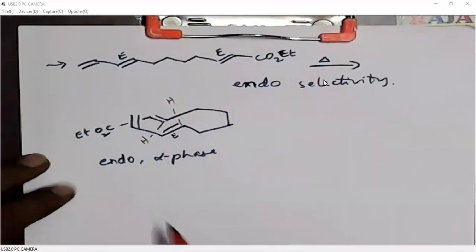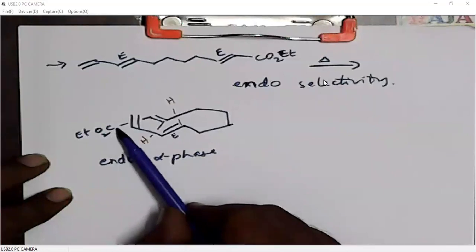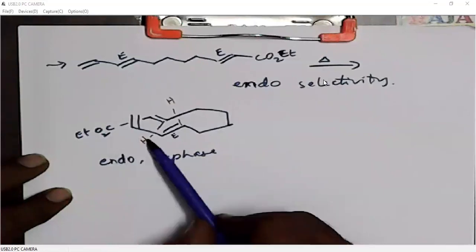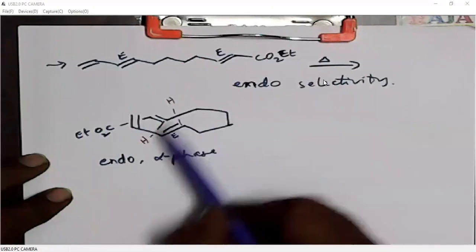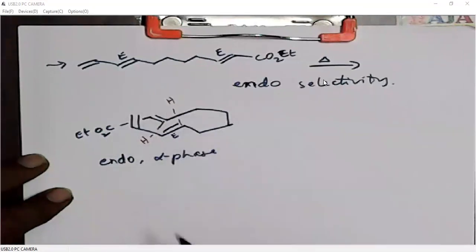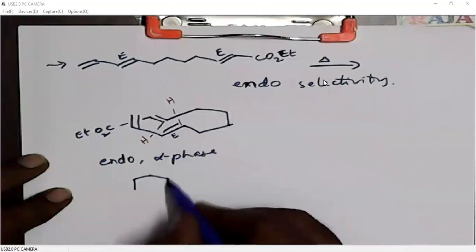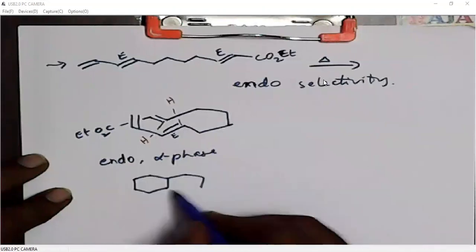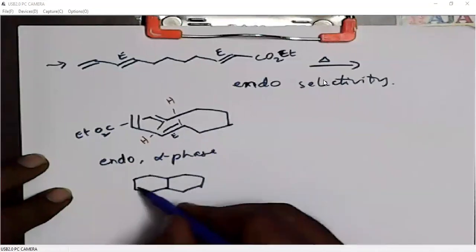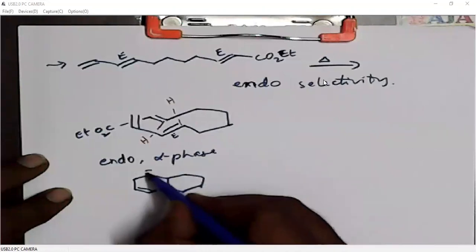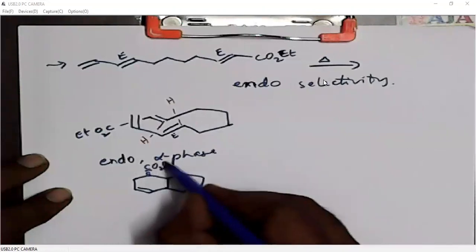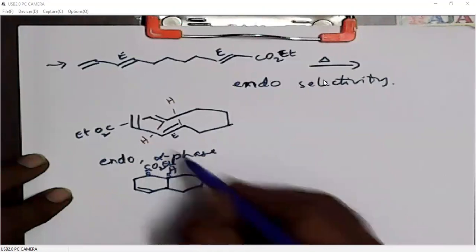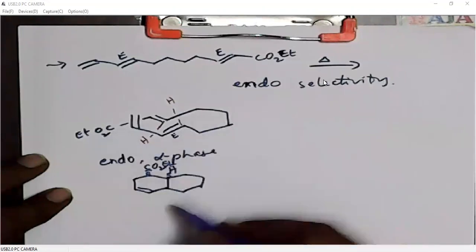When we write this conformation, this CO2Et must be below the plane, this hydrogen must be below the plane. Because these two are in opposite directions, this hydrogen will be above the plane. So when we write the product according to this, this is the double bond, this is CO2Et, this is hydrogen, so this hydrogen is above the plane.